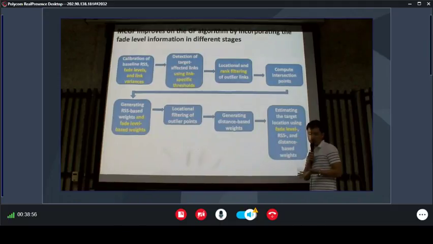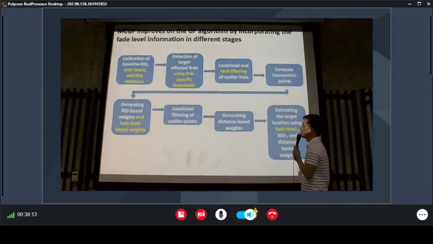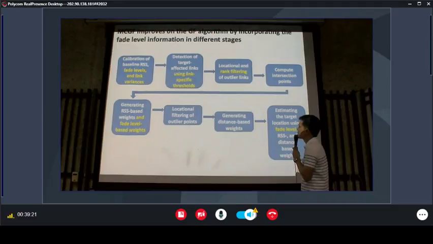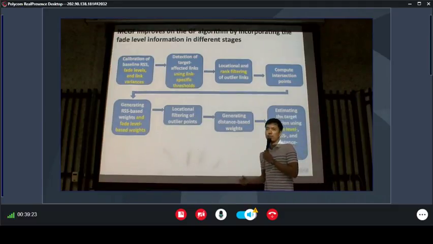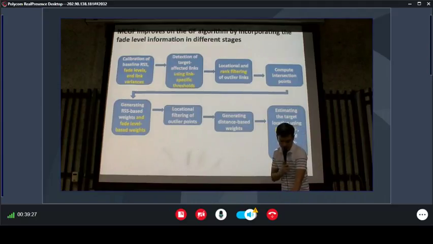So the multi-channel geometric filter algorithm improves the GF algorithm by incorporating the fade level information in different stages. During calibration, we also estimate the fade levels and link variances, and we use those fade levels in succeeding stages of the algorithm. For example, in determining link-specific thresholds, rank filtering of links, and generating fade level-based weights for the point estimate of the target's location.